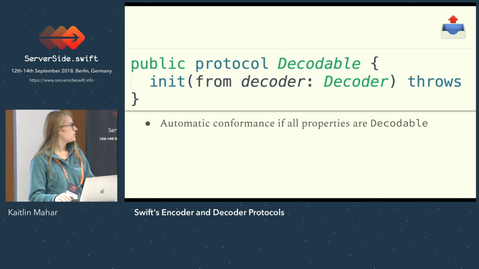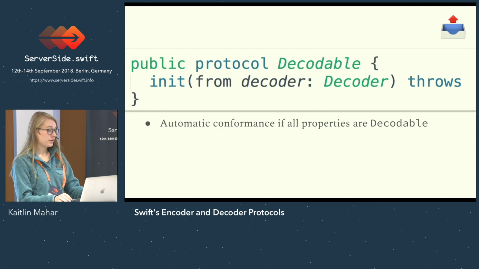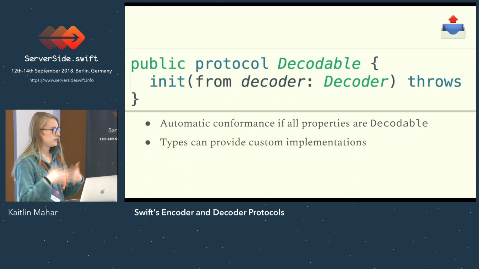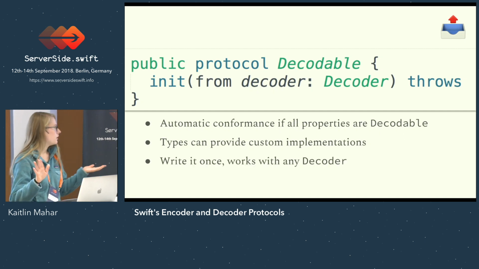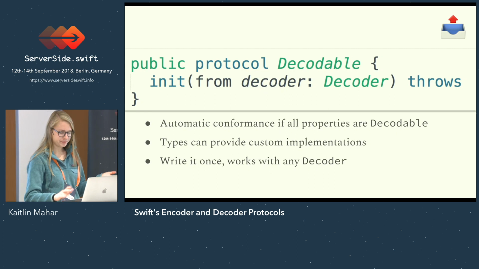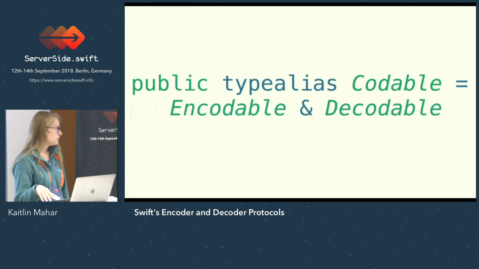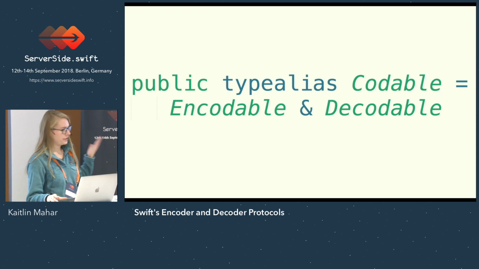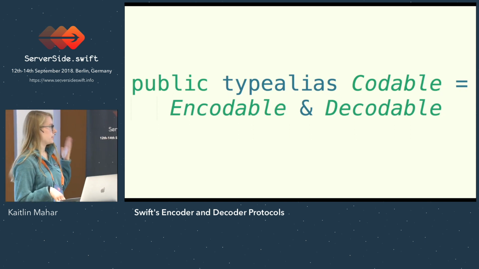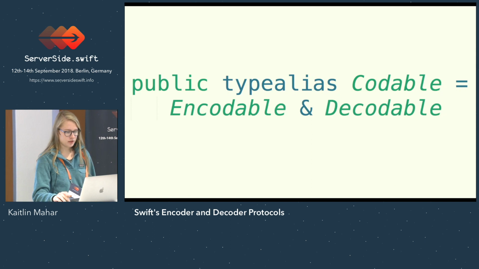Pretty similarly to encodable, you get automatic conformance if all your properties are decodable. But types can provide custom implementations if they want to. And you write it one time, and it'll work with any decoder out there. So you'll often hear people say Codable, because it's really common that you want to be able to go both directions with your types, and you make them both encodable and decodable.